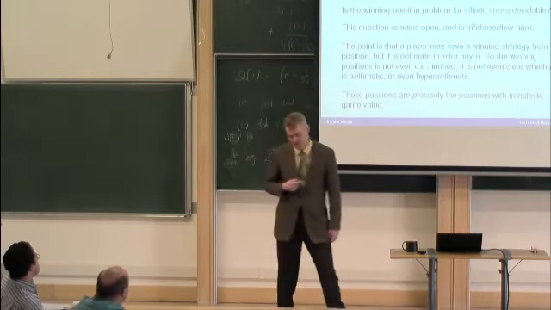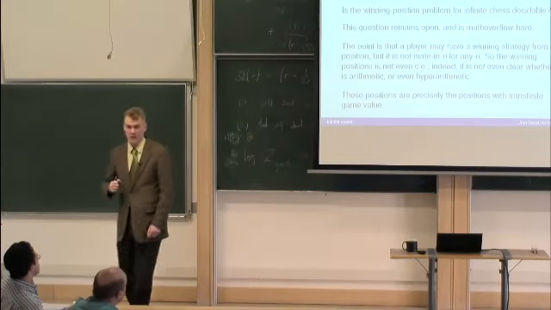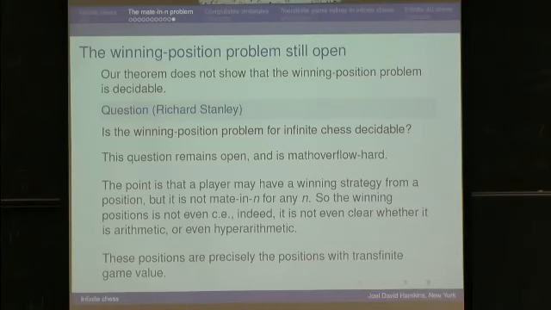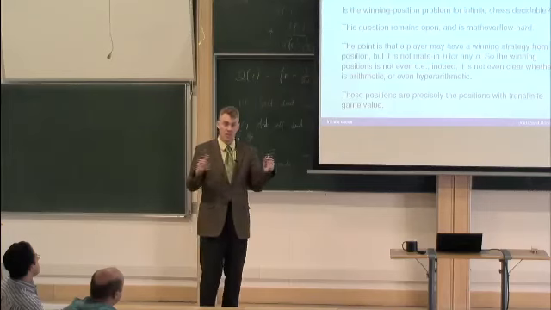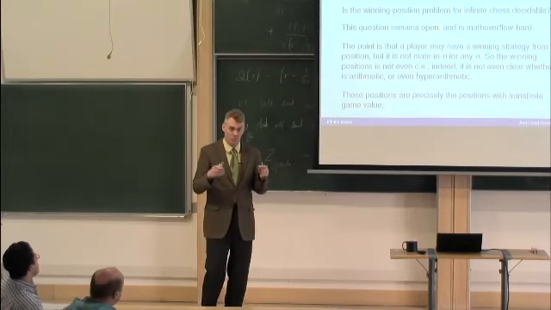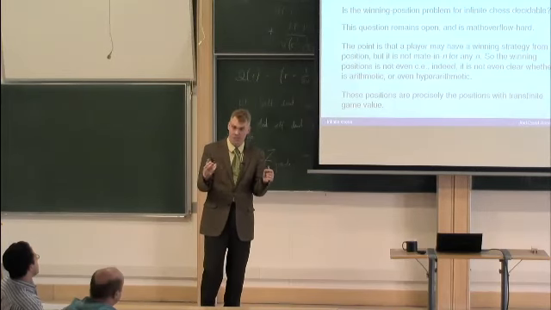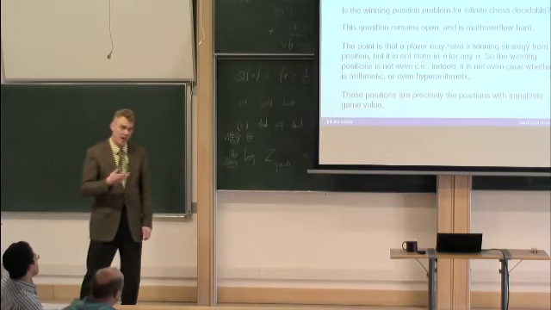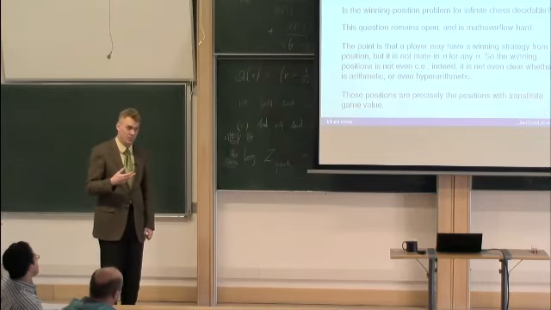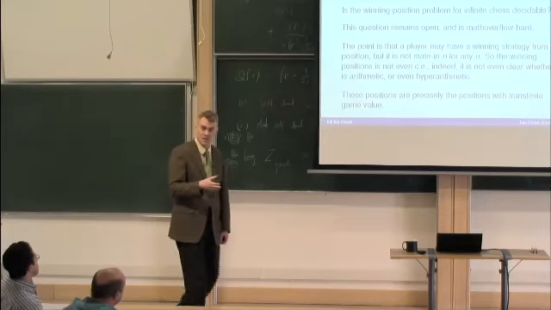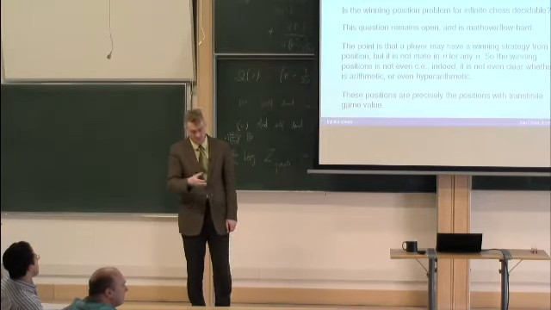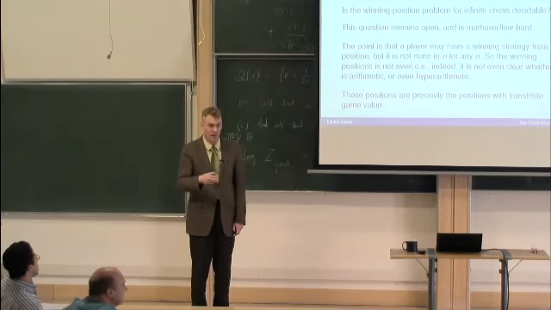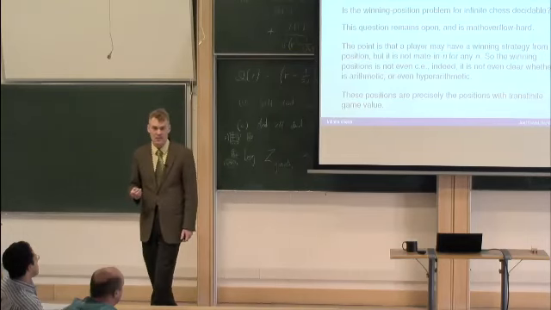Okay, so I want to emphasize that the winning position problem is still open. We solved the mate-in-n problem, but that's not the same as the winning position problem, right? The winning position problem is, given a finite position, does white have a winning strategy from this position to force checkmate in some finite number of moves? Now, it could be that white has a winning strategy, but it's not mate-in-n for any particular n, because there are finite positions in chess that have the property that white is going to win in the sense that there's a winning strategy that white can follow, but black can force a delay as long as he wants.